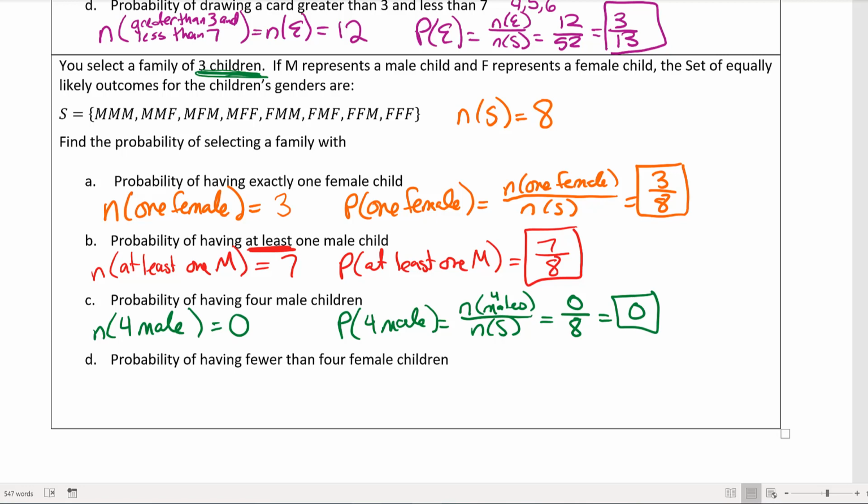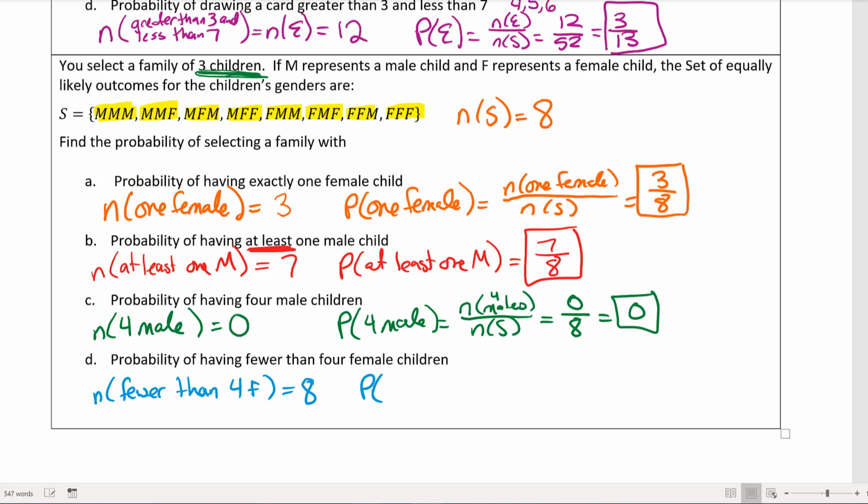And then our last example, we have the probability of having fewer than 4 female children. So if I look up in my problem, fewer than 4 females is 0, 1, 2, or 3 female children. So this one has 0 females, this has 1, that's 2 females, 1 female, 2 females, 2 females, 3 females. Every single one of those has less than 4 female children. So the number of fewer than 4 would be 8.